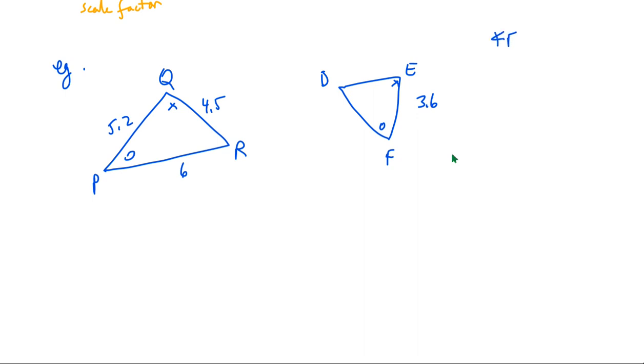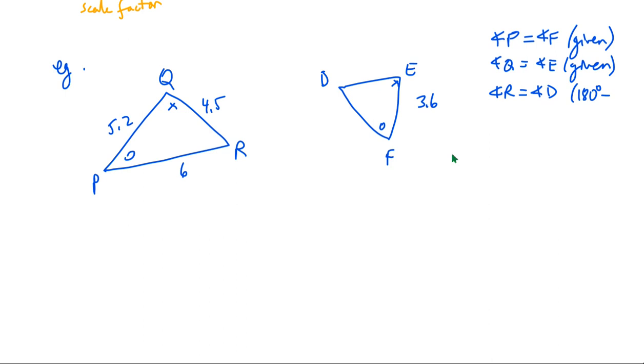So I'm going to write it like this. Angle P equals angle F. Why? Because that's given with the little circle. I know that angle Q equals angle E. Why? Because that's given with the little x. Okay, and then the last thing, I'm going to know that angle R is equal to angle D. Okay, and that's because it's going to be 180 minus the other ones, so minus the circle and minus the x. So both of those would be calculated as 180 minus the other two, so they're going to have the same value. So therefore, we're going to conclude that the two triangles are similar.